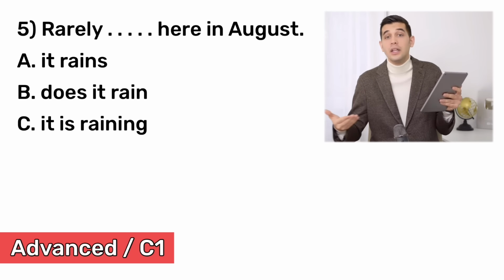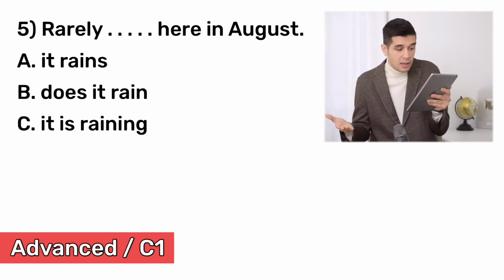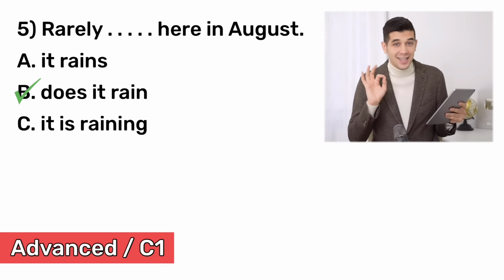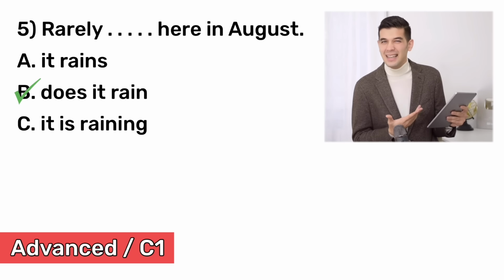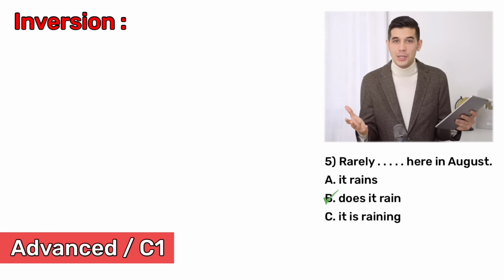Question number 5, the last question of C1 level. Rarely here in August. It rains. Does it rain? It is raining. Rarely does it rain here in August. But why? What kind of a sentence is this? This is inversion.